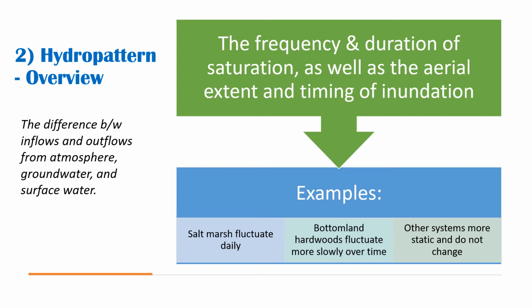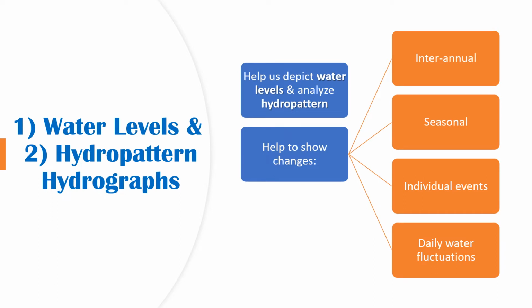And normal examples of this include salt marshes that fluctuate daily, bottom hardwoods that fluctuate more slowly over time, and other systems that are more static and don't really change in hydropattern. So if we take water levels and hydropattern, we can actually present them on a graph called a hydrograph that can help show changes.